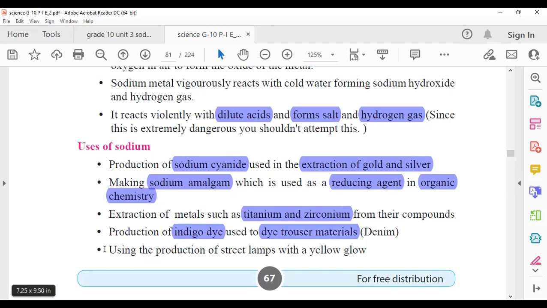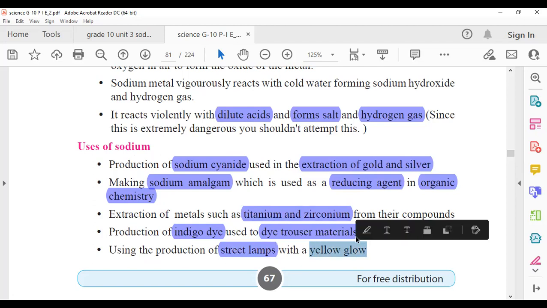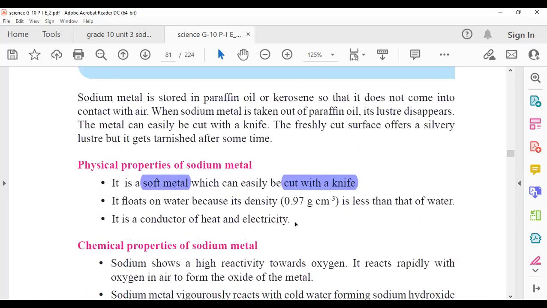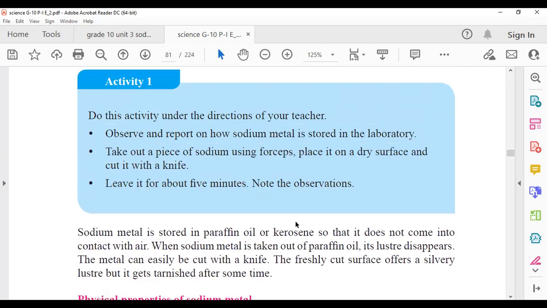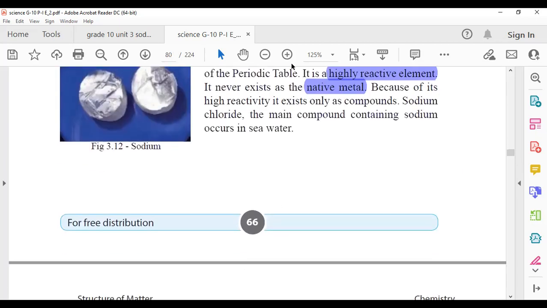clothes. And finally, sodium vapor is used in street lamps. If you see street lamps working in yellow color, then they belong to sodium vapor lamps. Okay, so this is the total chemistry of sodium you have been given, right?